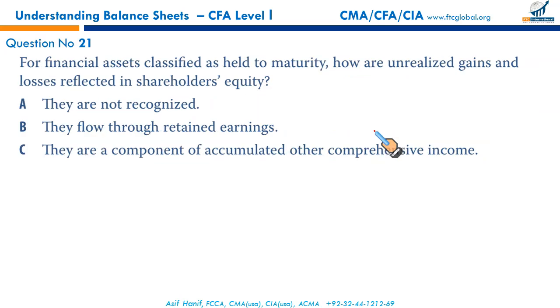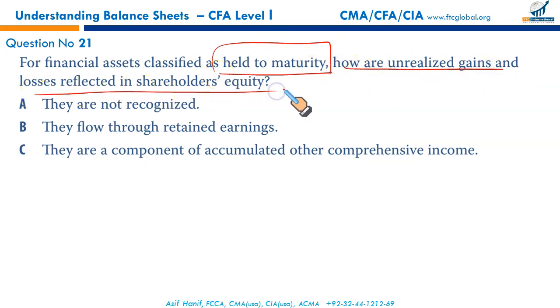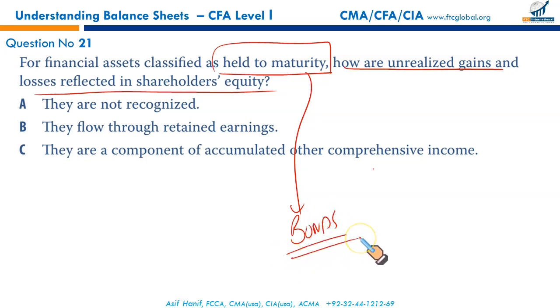Next. For financial assets classified as held to maturity, how are unrealized gains and losses reflected in the shareholders' equity? We discussed this a little while ago. Those securities, of course, held to maturity can only be bonds. Held to maturity, how are they treated? How are unrealized gains and losses reflected in the shareholders' equity?